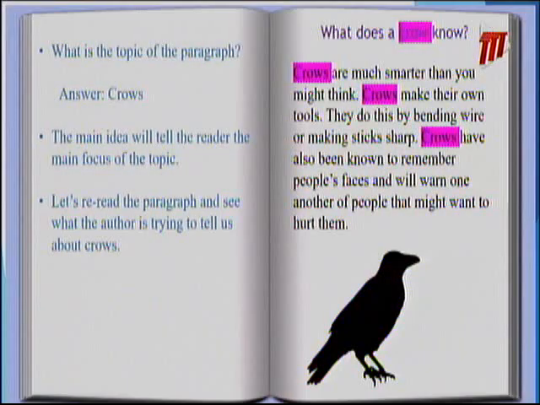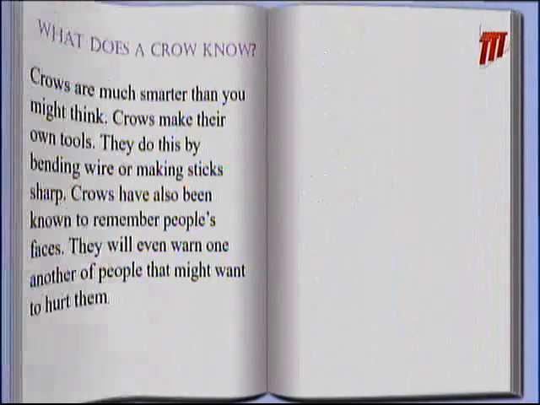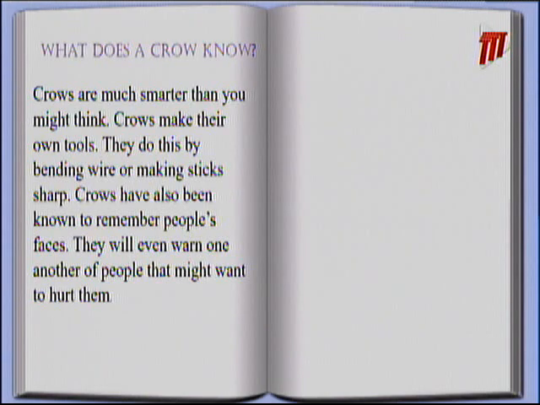So we're going to reread this paragraph now, and we're going to see what it is exactly they are trying to tell us about crows. We know that crows are our topic here, but we need to know what the author is actually trying to convey to us about those crows. So see if you can spot it while we're going. So crows are much smarter than you might think. Crows make their own tools. They do this by bending wire or making sticks sharp. Crows have also been known to remember people's faces. They will even warn one another of people that might want to hurt them.